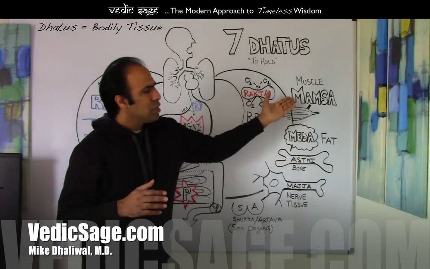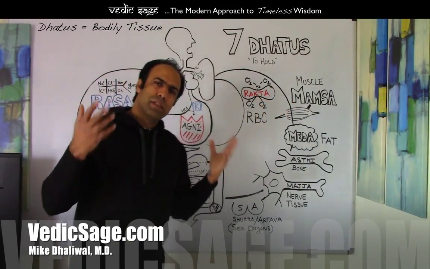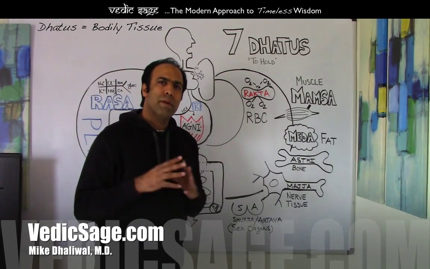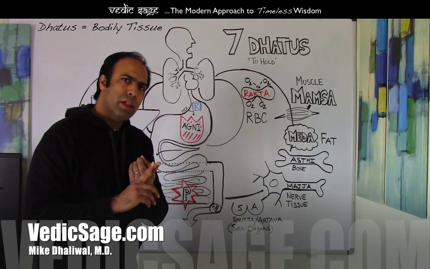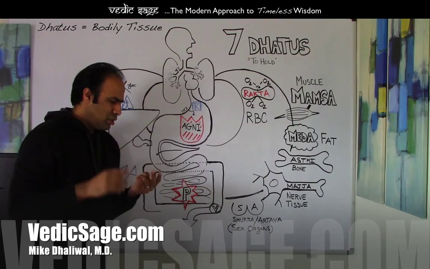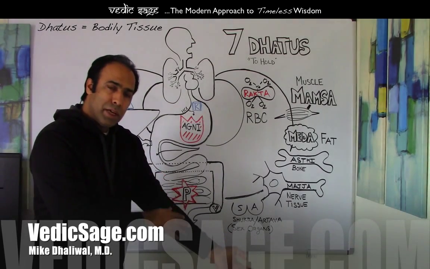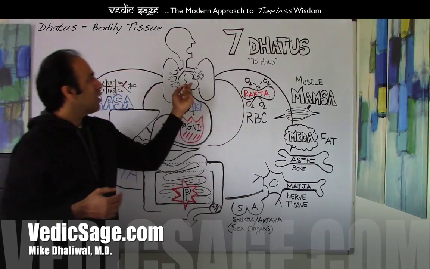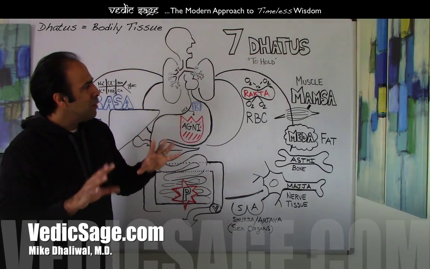The next major dhatu is mamsa dhatu, which is the muscular tissue. So mamsa dhatu contains 3 primary types of muscles: the smooth involuntary muscles, for example, within the GI tract or the bronchial smooth muscles, the skeletal voluntary muscles that allow for locomotion, and the multinucleated cardiac muscles. So that's the mamsa dhatu.